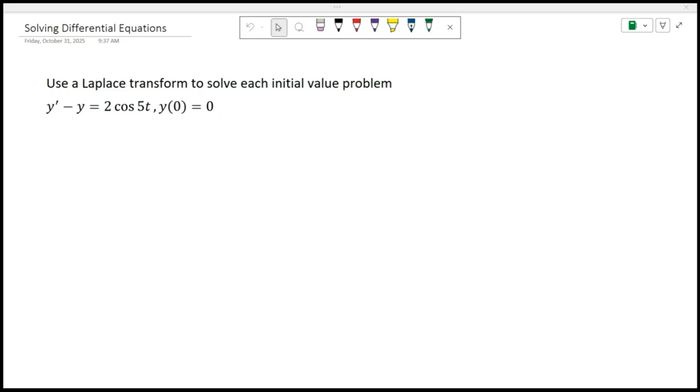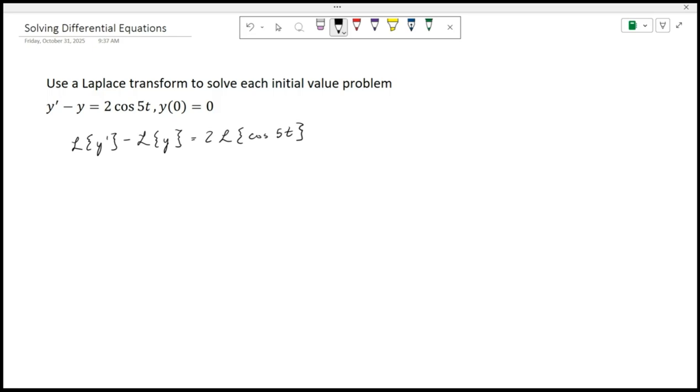So the first step is always going to be to apply the Laplace transform to every part of the equation. So that means I'm going to take the Laplace of y prime minus the Laplace of y equals the Laplace of cosine of 5t. And I'm just going to take that constant 2 that's multiplying by cosine of 5t and put it in front of the Laplace because it's not going to help us to evaluate that Laplace.